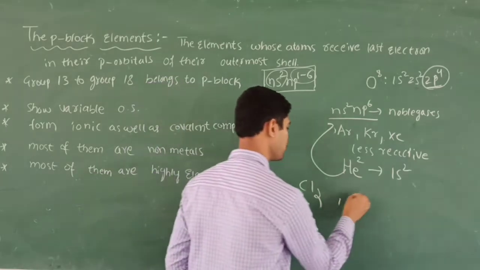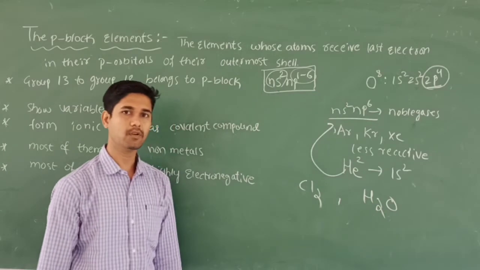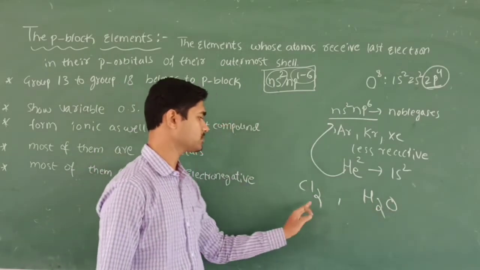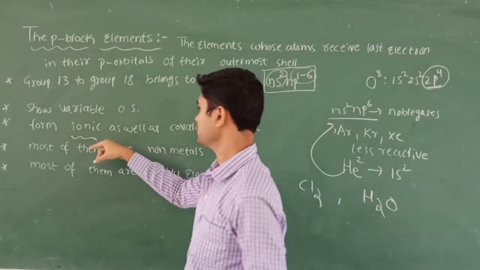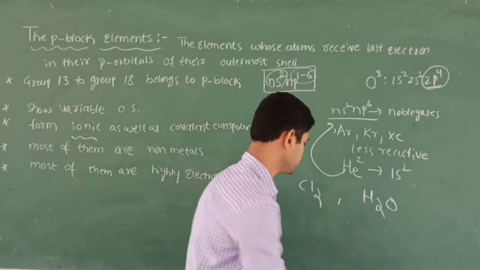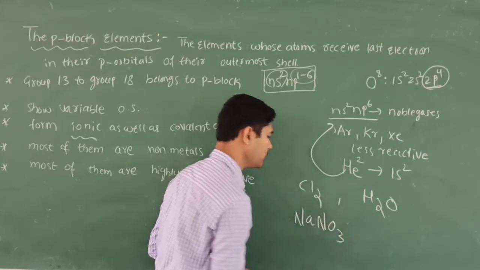I can give one more example. There is also water. Water is also an example of a covalent compound. This oxygen and this chlorine come under the p block elements. And they also form ionic compounds. How? An example for this is sodium nitrate.